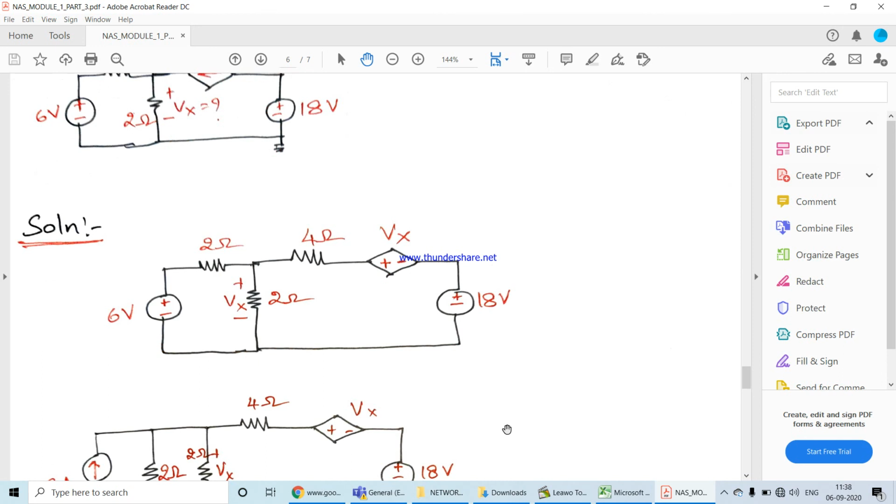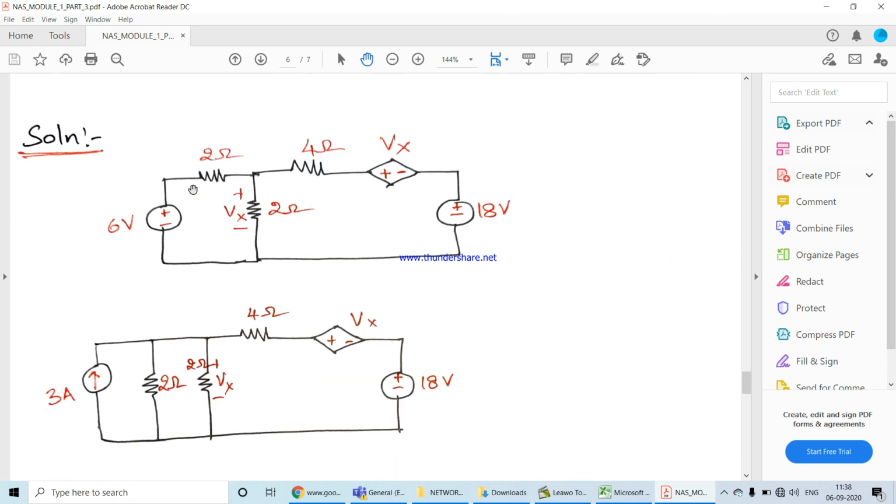The next step I'm going to do here is convert this series to parallel. So 6 volts in series with 2 ohms converts into a current source in parallel with 2 ohms. V by R is the current value, 6 by 2 is 3 amps. So 3 amps in parallel with 2 ohms, and that in turn in parallel with 2 ohms, and the remaining part of the circuit in the question which we have.